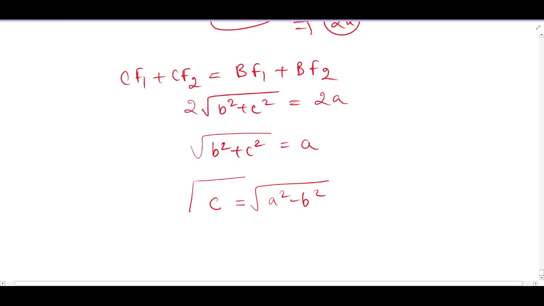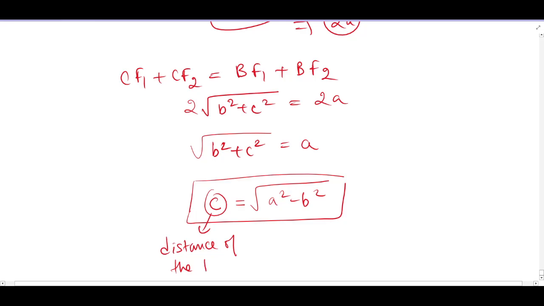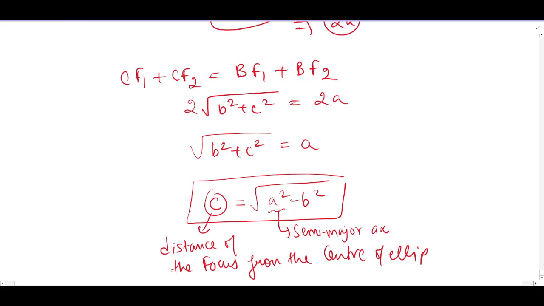So this is a relation between the distance of the focus from the center of the ellipse. So c is the distance of the focus from the center of the ellipse, and a is the semi-major axis, and b is the semi-minor axis.